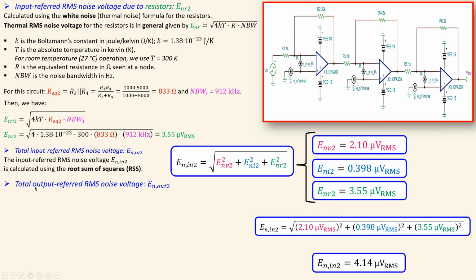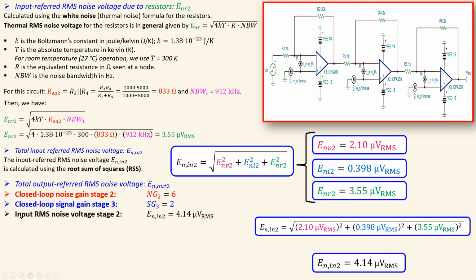Now, going from here to the total output referred RMS noise voltage, just looking from the second stage only. For that, I need, of course, the noise gain of the second stage and also the signal gain of the third stage. That is given here. And also, of course, the input RMS noise voltage of the second stage. That is then 4.14 microvolts RMS, just calculated.